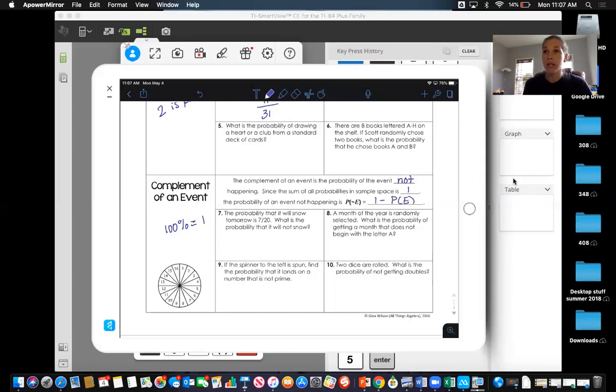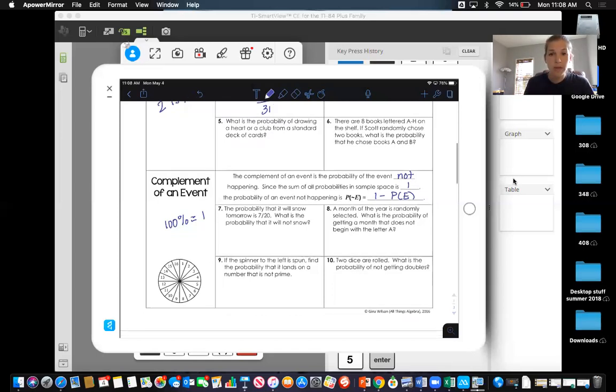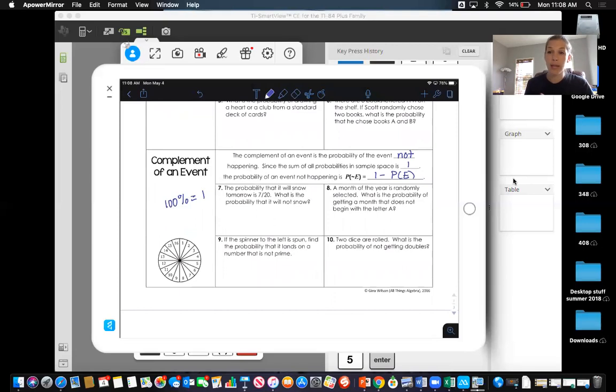Okay, so it says problem number 1, the probability that it will snow tomorrow is 7 out of 20. So what's the probability that it won't snow? Well, you can do 1 minus 7 out of 20, which is going to give us 13 out of 20. So the probability that it won't snow is 13 out of 20.